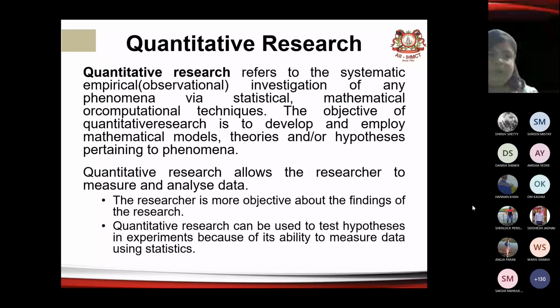Okay, we come back. The objective of quantitative research is to develop and employ mathematical models, theories, or hypotheses pertaining to phenomena. Quantitative research allows the researcher to measure and analyze data. The researcher is more objective about the findings of the research. Quantitative research can be used to test hypotheses and experiments because of its ability to measure data using statistics.